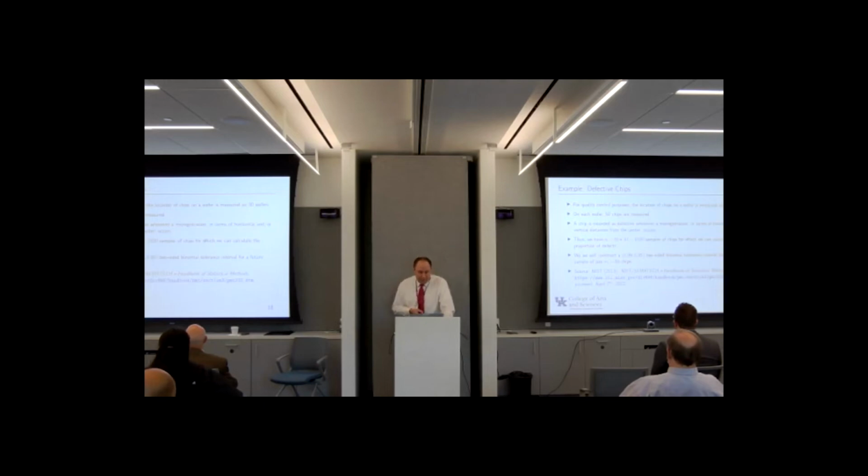The first one I have here is defective chips for quality control purposes. The location of chips on a wafer is measured on 30 wafers, and there were 50 chips measured on each wafer. A chip is recorded as defective whenever there's a misregistration in terms of horizontal and/or vertical distances from the center. And so we have a total of 50 times 30, or 1,500 samples of chips for which we can calculate the proportion of defects. I'm going to construct a 99-95 two-sided binomial tolerance interval for a future sample of size m equals 50.